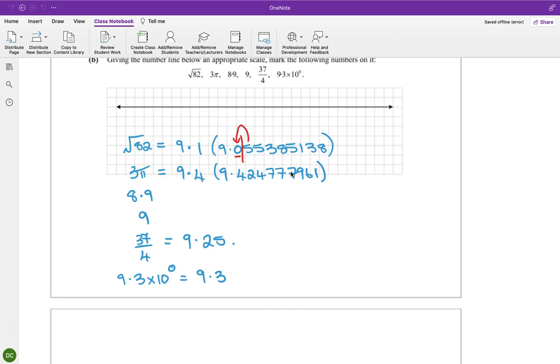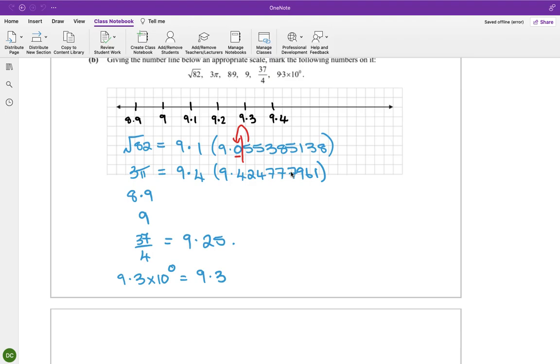Right, so the biggest one is 9.4 and the smallest one is 8.9. Okay, so we'll make 8.9 our start and spread it out. So I'm going to go 3 boxes. 9, 9.1, 9.2, 9.3, and 9.4. Okay, and then just pop them on.